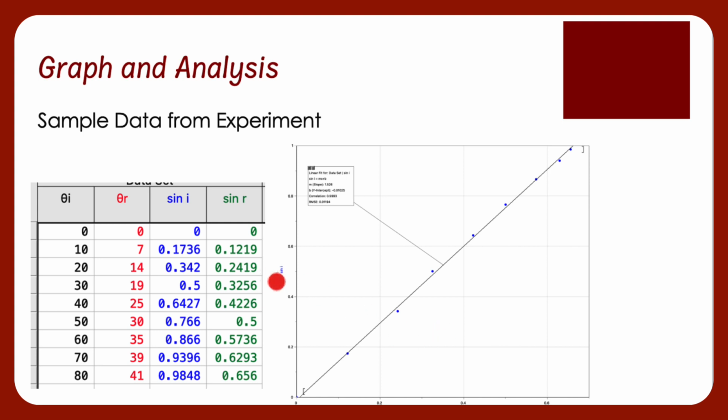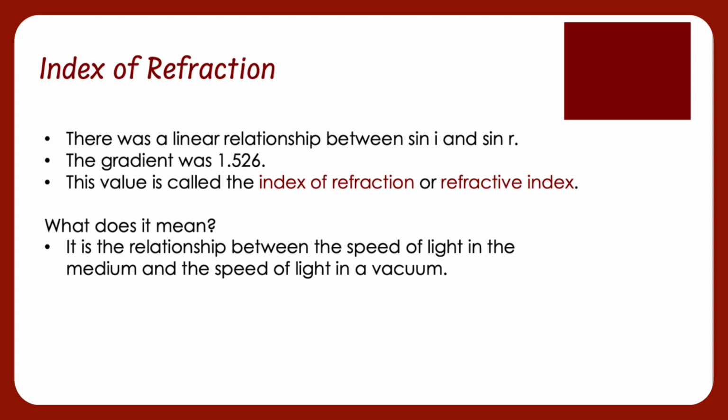I have sine I here, and I have sine R here. So what is that telling us? Well, it's telling us that there is a linear relationship between sine I and sine R, and the gradient of my line of best fit was 1.526. Remember, in physics, we want to take this from the gradient of a graph rather than individual points, because each point has some error. So this would give me more like a weighted average of all of the results.